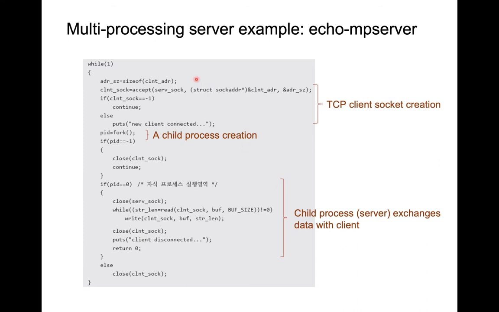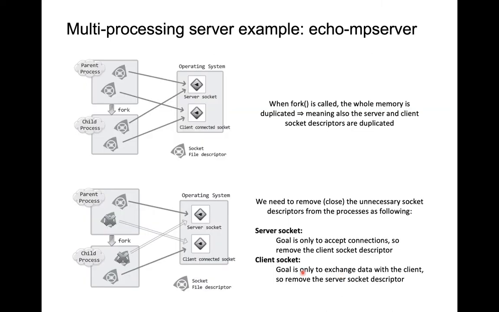So here the goal was only to accept the connection. The server socket's goal was only to accept the connection from the client, nothing else, because there is a fork running here, and once the fork has started, a child process has already started and can take care of the client. The goal of the client socket is only to exchange data with the client, so remove the server socket descriptor.